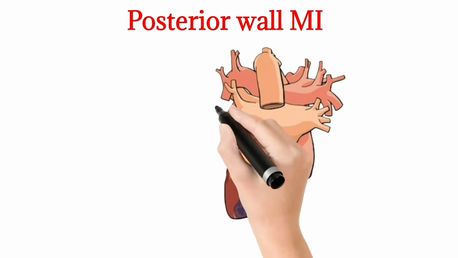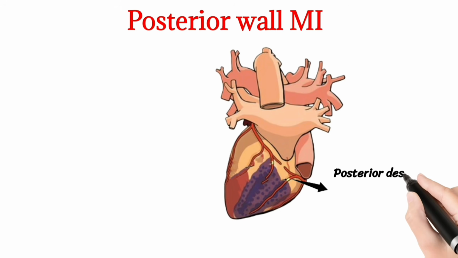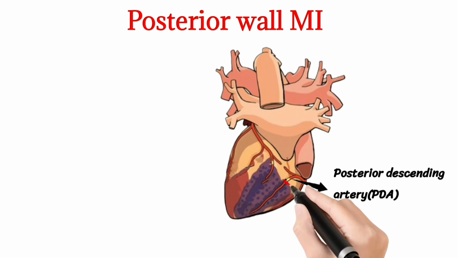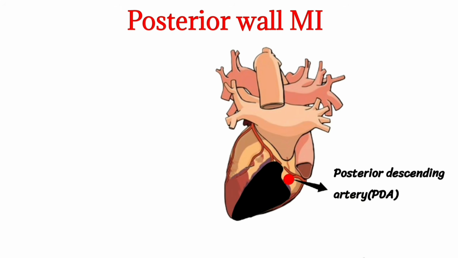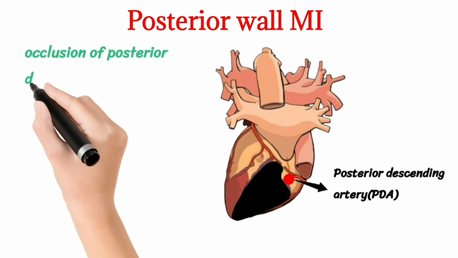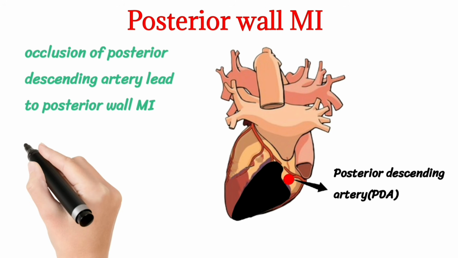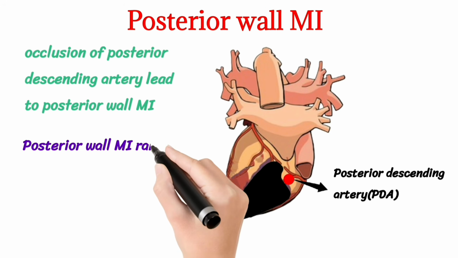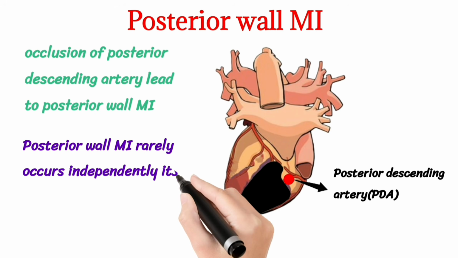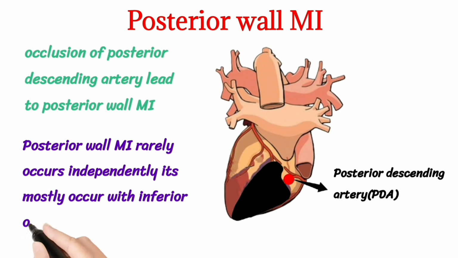You see in a diagram, posterior descending artery, clot formation occurs in the posterior descending artery. Occlusion of the posterior descending artery leads to posterior wall MI. Posterior wall myocardial infarction rarely occurs independently. It mostly occurs with inferior or lateral wall myocardial infarction.